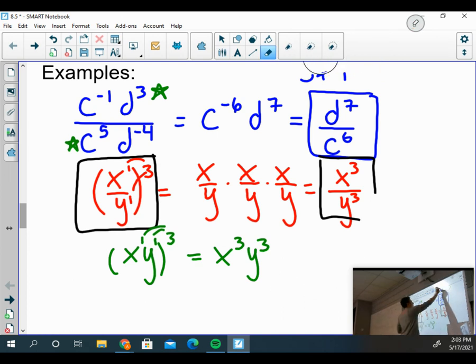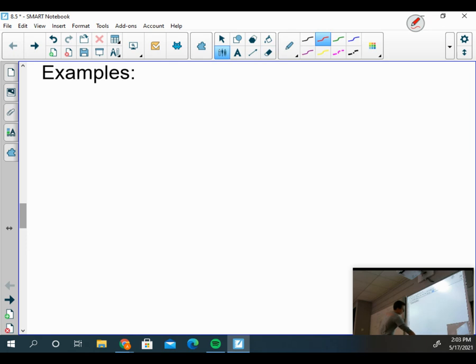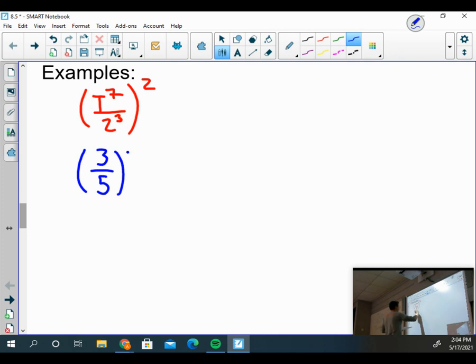Maybe a couple more examples will help clarify that concept. Let's do t to the 7th over 2 cubed, squared, and 3 over 5 to the negative 2nd. Again, if you feel good about these, go ahead and try them on your own.